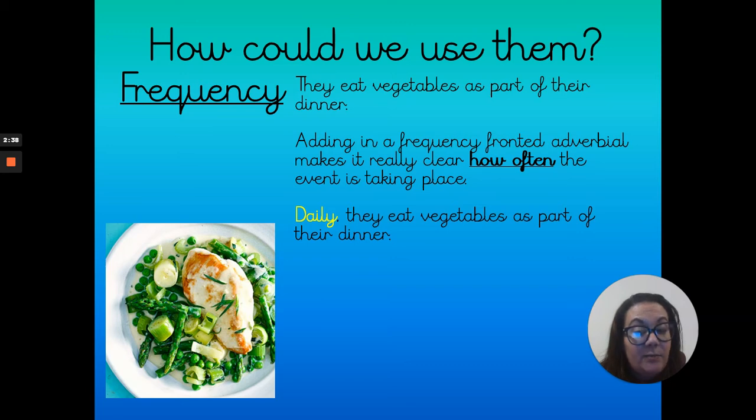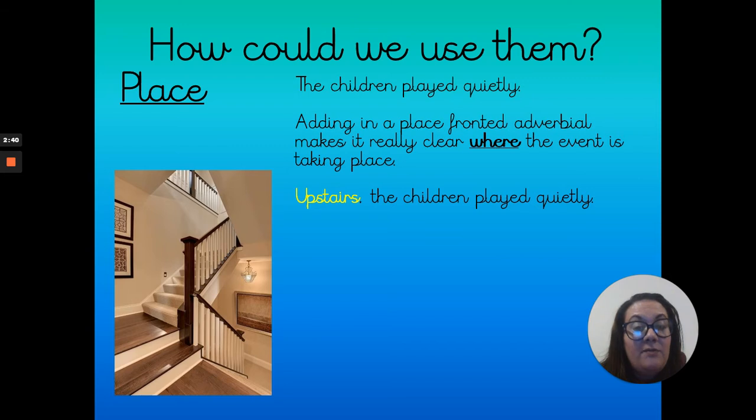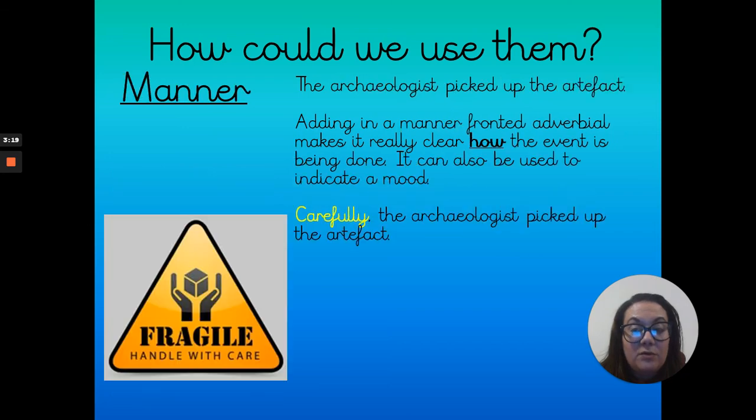Let's have a look at the next possible. Now, you can have a fronted adverbial for place as well, location. So the example sentence at the top is, the children played quietly. But by adding a fronted adverbial of where and place, it gives us a more precise location. So I've added the word upstairs at the beginning of my sentence and used it as a fronted adverbial. So my sentence then says, upstairs, comma, the children played quietly. So I now know exactly where those children are and that they're playing quietly. Let's have a look at what else we have got.